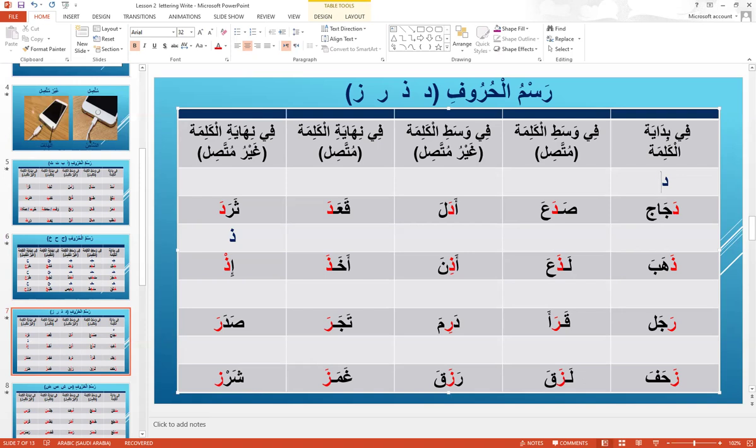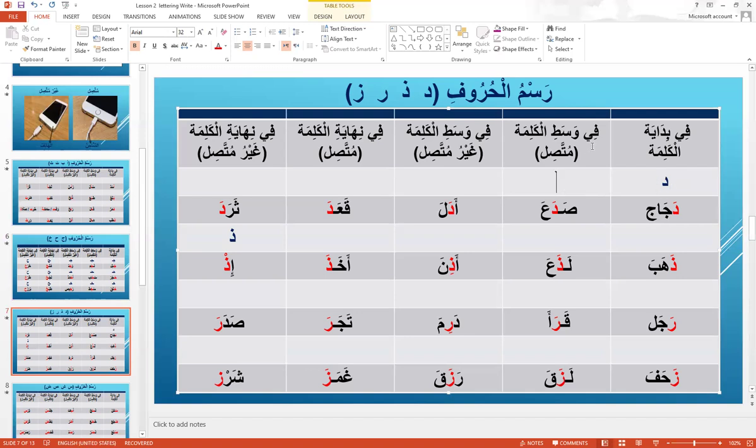They are one of the six alphabets that do not join on the left. But by default, others join. So now we all know five alphabets that do not join: Alif or Alif Hamza, Dal, Zal, Ra, Zay. They don't join on the left. So this is how to write Dal in the beginning.